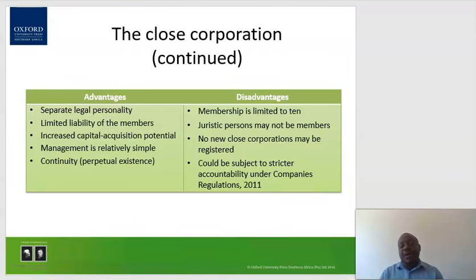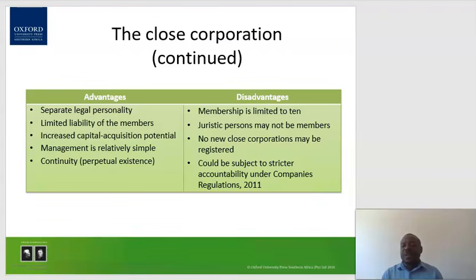But however, in terms of disadvantages, membership is limited at 10. You cannot have a close corporation with more than 10 members. Juristic persons may not be members. Companies cannot be members of a close corporation.